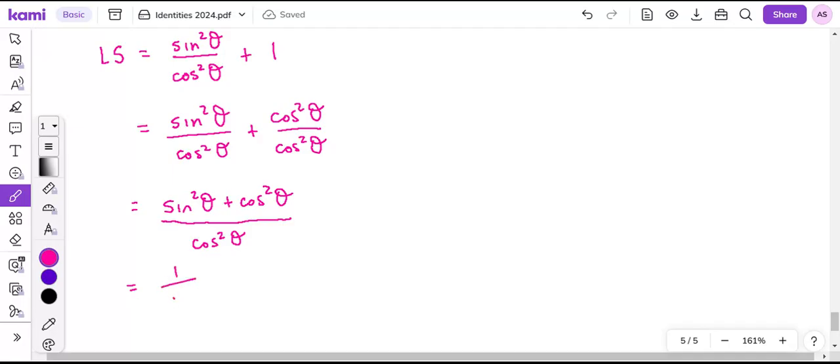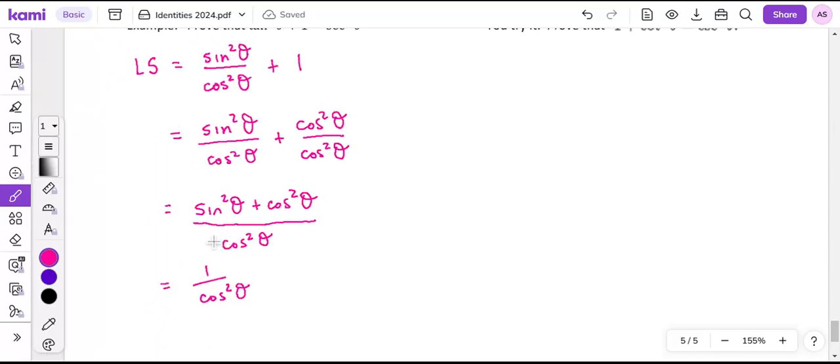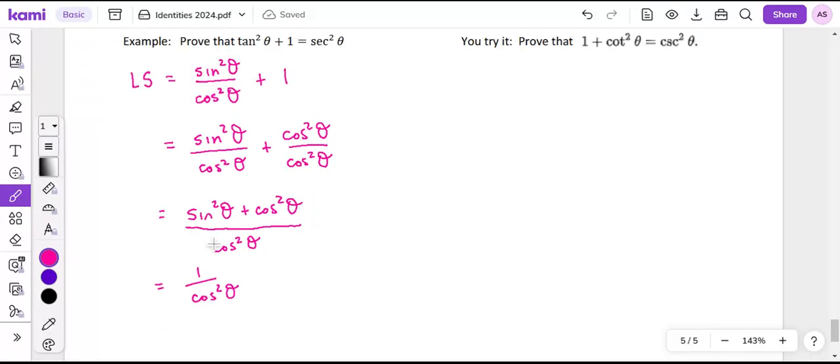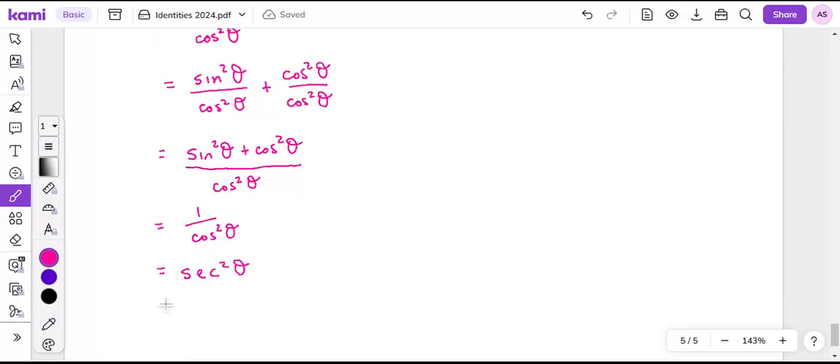That is equal to 1 over cosine squared theta, which is secant squared, right? Which is the right-hand side. We got it. I'm going to zoom out a bit to keep this all in. This is equal to secant squared theta, which is equal to the right side. We did it.